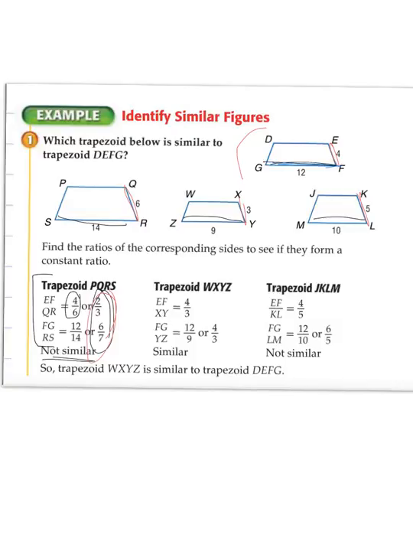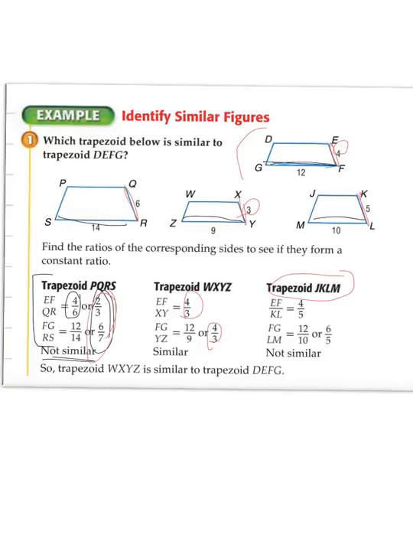Okay, EF now is 4 compared to 3. And then for FG compared to YZ, that's 12/9, which is 4/3. Okay, so when they're simplified down, they have the same ratio, so therefore those two shapes are similar. And then we can look at this last trapezoid, JKLM.